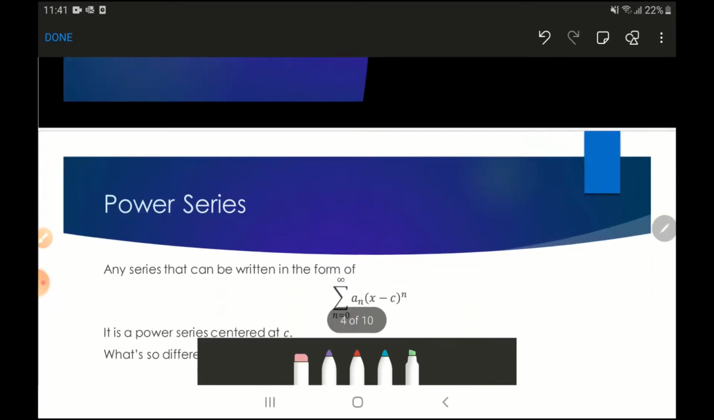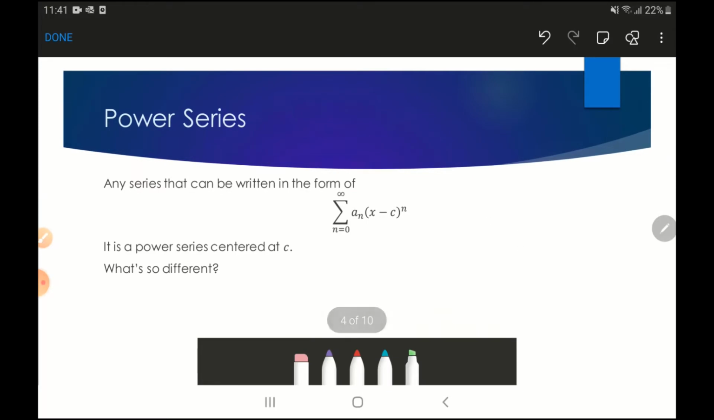So power series, it's called power series because it deals with power inside as the sequence to be the series. As you can see here, you can see a power up there. So power series is actually any series that can be written in this form: the sum from n from 0 to infinity of a_n times (x minus c) to the power of n.